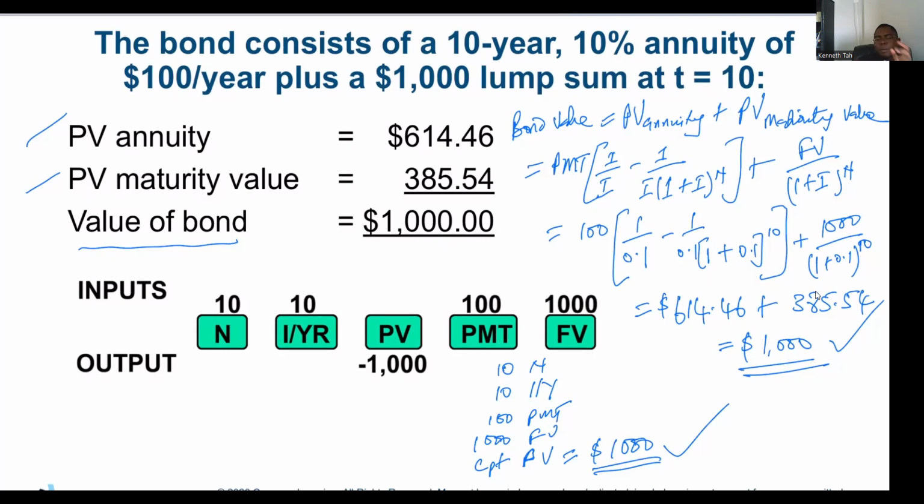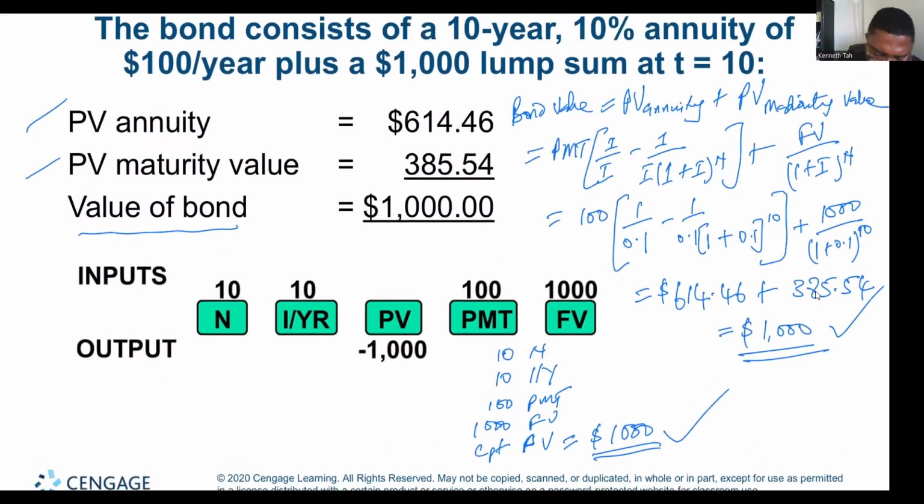So what we are seeing here is very interesting. The value of the bond is actually equivalent to the par value, because the par value was 1,000. So in this case, and this case alone, the value of the bond is equivalent to the par value. So we can state a very strong principle: if yield to maturity, which is that interest rate, is equivalent to the coupon rate.